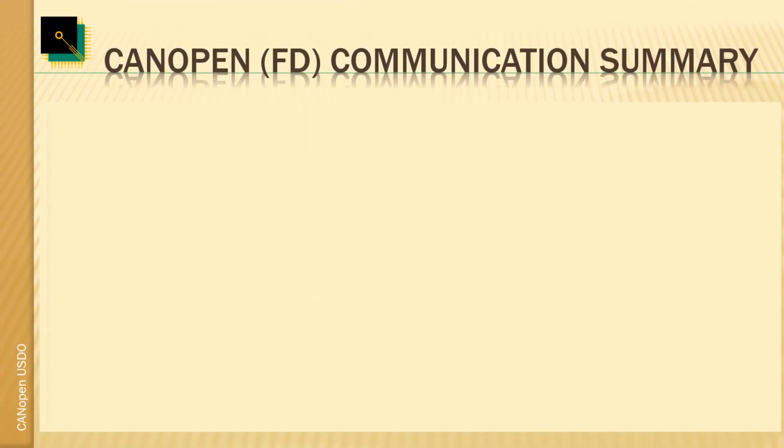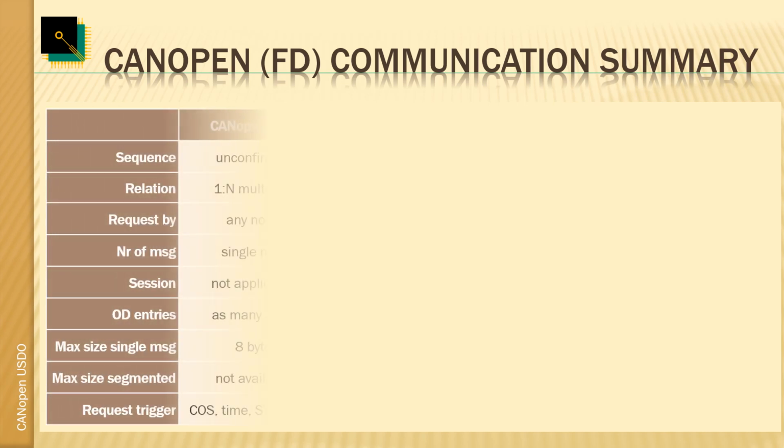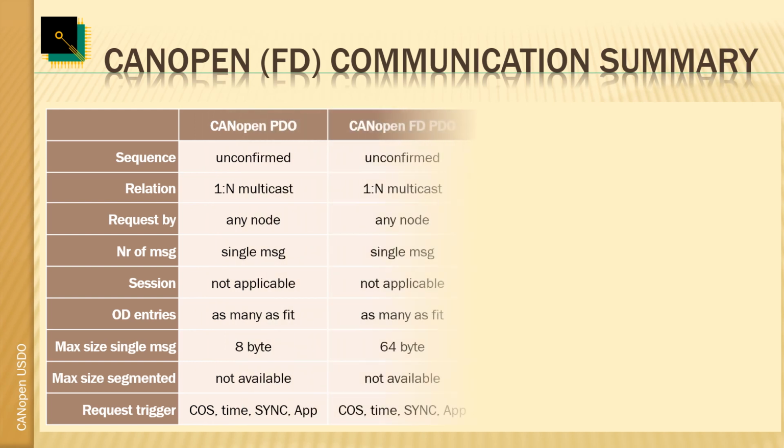Reviewing the different CANopen and CANopen FD communication methods, we can say that the difference between a CANopen PDO and a CANopen FD PDO is primarily the size. So a CANopen FD variant of a PDO can have up to 64 bytes, whereas a CANopen PDO is limited to 8 bytes. Other than that, PDOs are always multicast, so the devices producing them just fire them off, and it's up to the receivers to decide if they want to receive those or not. So that's a multicast, a 1-to-n relation.